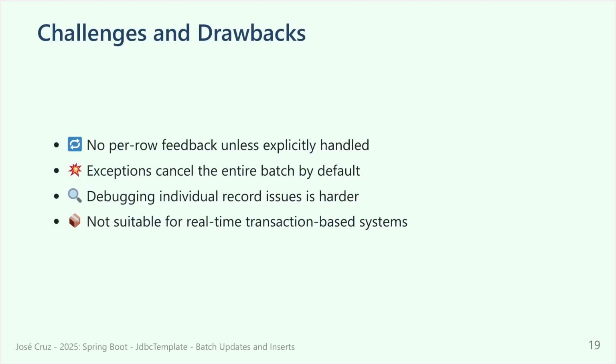Exceptions cancel the entire batch, something that's a risk. Debugging individual record issues is hard. It's the third row, but you don't know if it is the third row that is failing. You have to look into the code. And it's not suitable for real-time transaction-based systems. Of course, because in real time, maybe you want to put the data, get the ID, and use this ID for a different thing. It's not the best approach for using the batch.